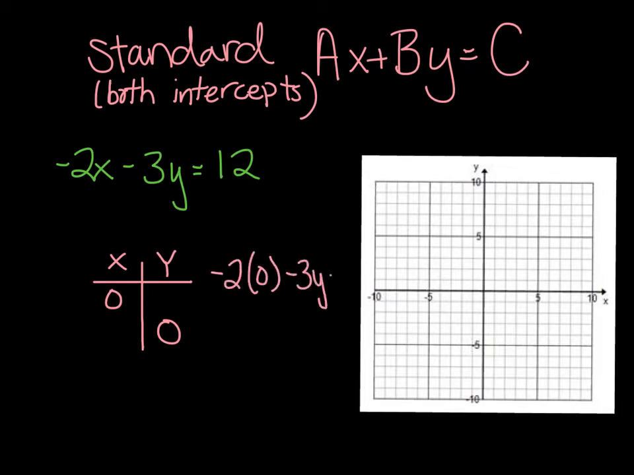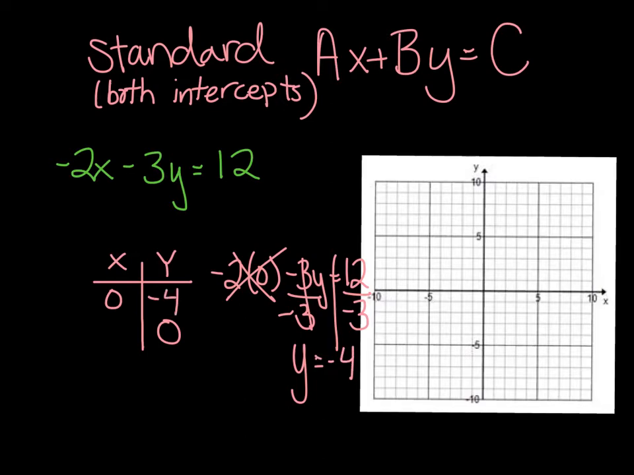Minus 3y equals 12. Well, this cancels. I'm going to divide by negative 3. Divide by negative 3. And y is negative 4. Okay, so negative 4. Okay, if y is 0, well this time, negative 2x minus 3 times 0 equals 12. Sorry about that, I'm running out of room. That cancels. I divide by negative 2, divide by negative 2, and x is negative 6.